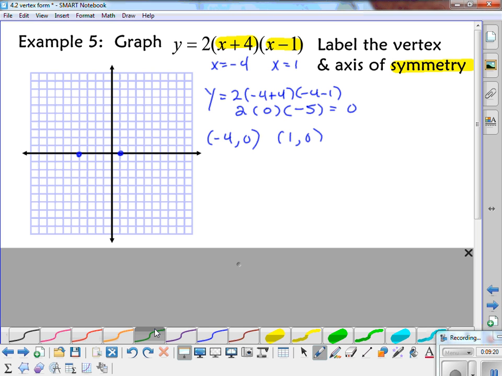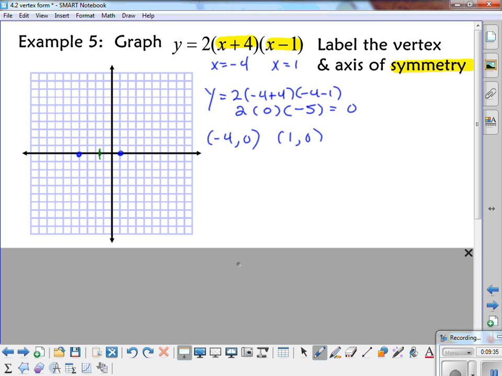Yeah, you can add them together and divide by 2, average them, or you can even count on a number line if you want to and figure out the middle. How far apart are those points? Well, they're apart by 5, right? And so if I go 2.5, that'll get me to the middle from either end. And yes, that's at negative 1.5 or negative 3/2. So my axis of symmetry is at x equals negative 3/2. So what do I have to do to find the vertex now?